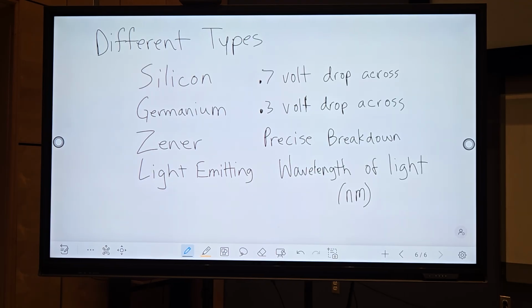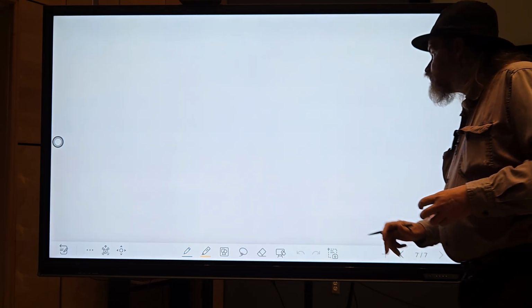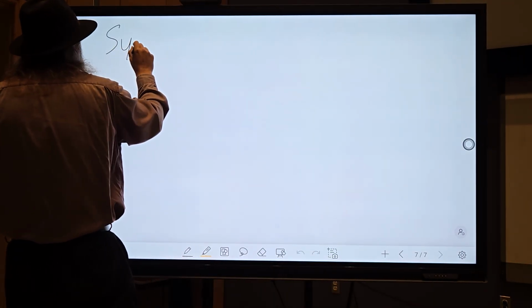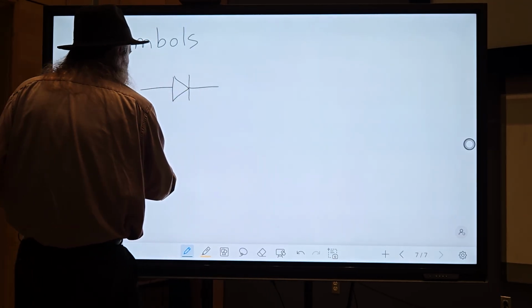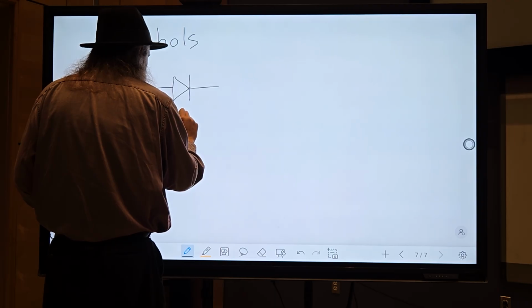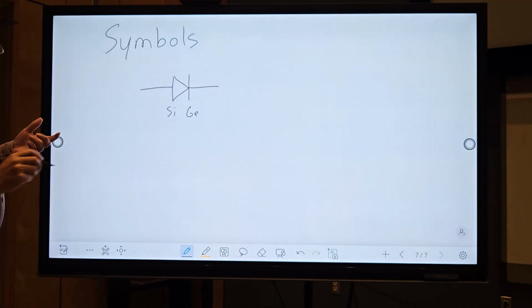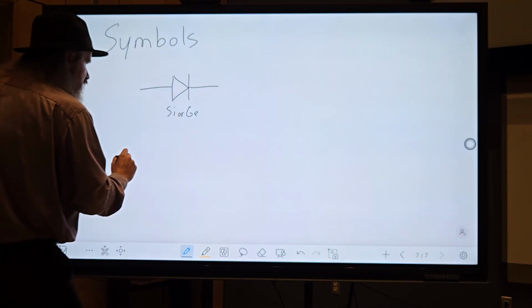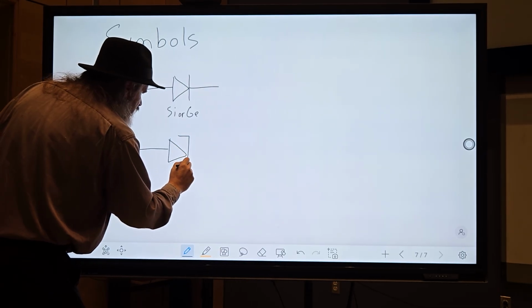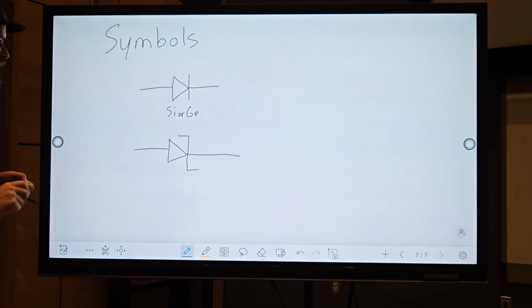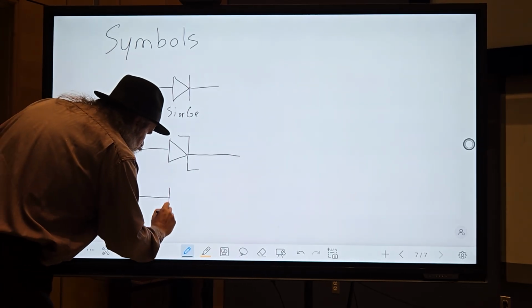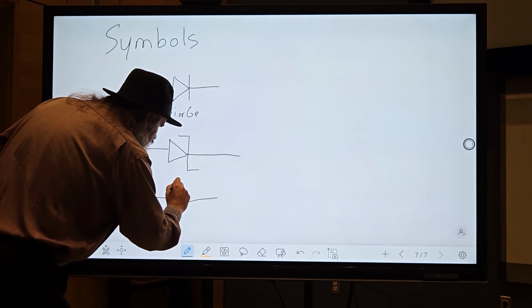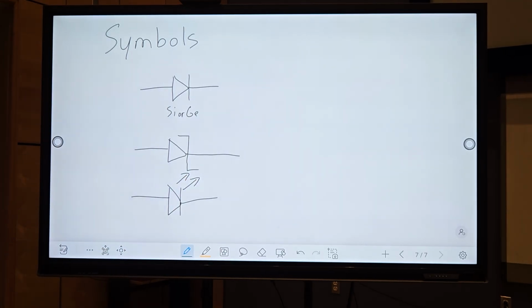Oh, the symbols for the diode. You have the regular rectifier diode. And you might see SI or GE to indicate silicon or germanium. A Zener diode has this kind of weird line on it instead. And a light emitting diode has the arrows pointing away from it.